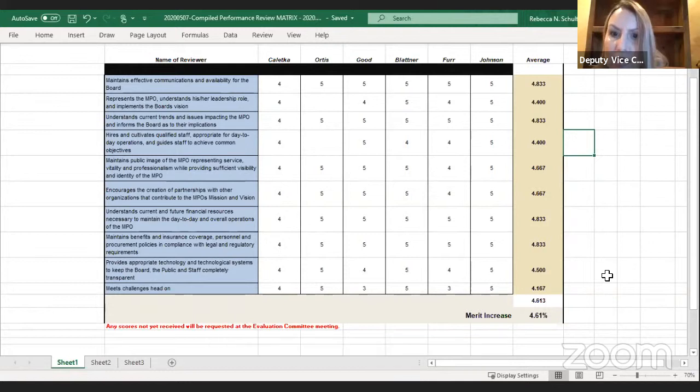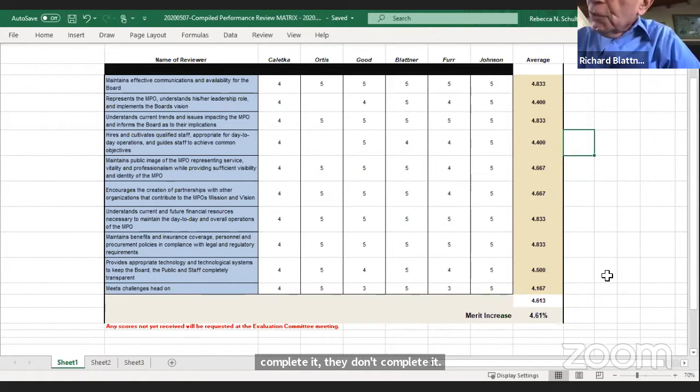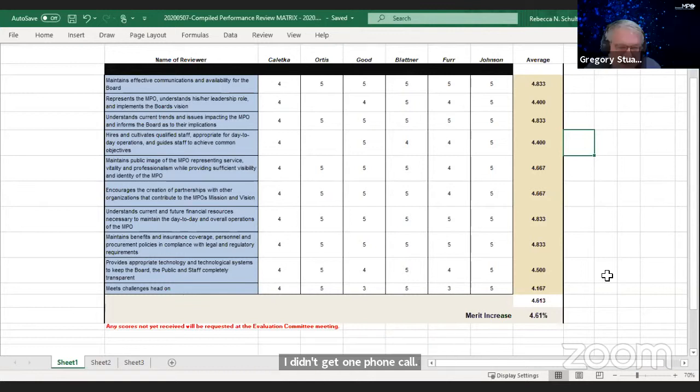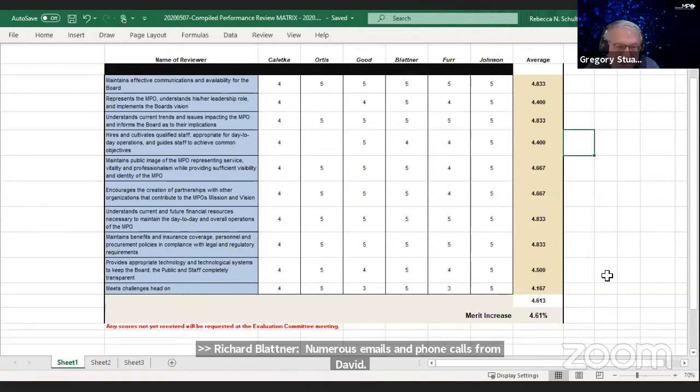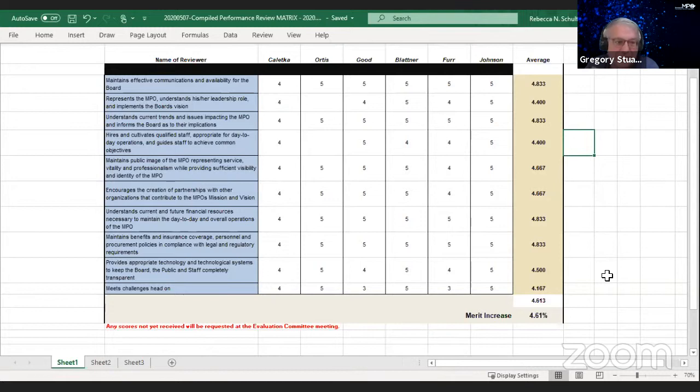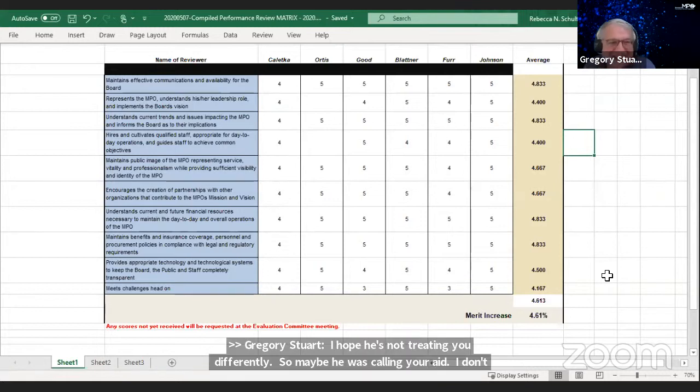Well, I can tell you, I didn't get one phone call. I guess I'm treated differently, but I didn't get one phone call. Numerous emails and phone calls from David. Well, I hope he's not treating you differently. So maybe he was calling your aide. I don't know. I try to stay away from this pretty far since it's my evaluation. Alan's is a different story.